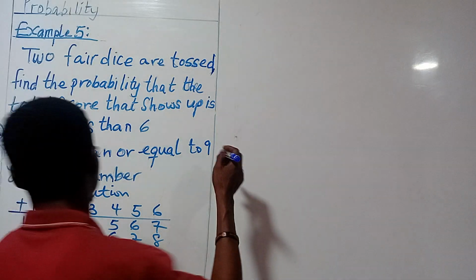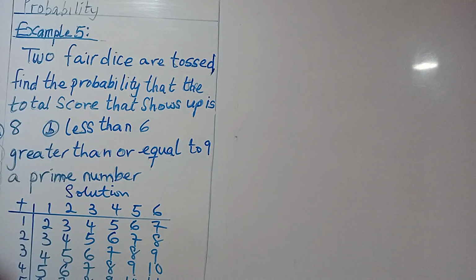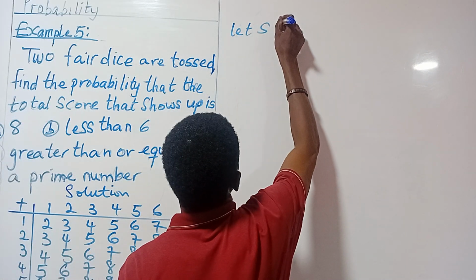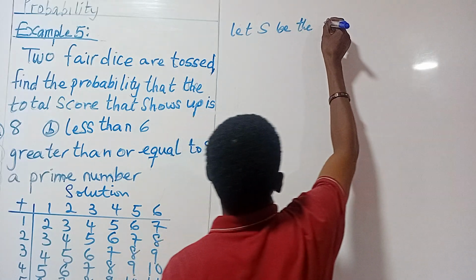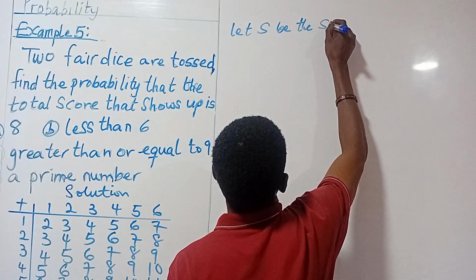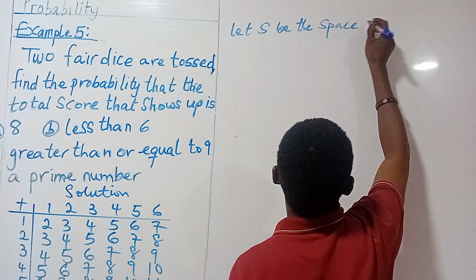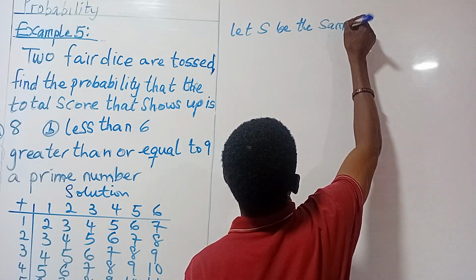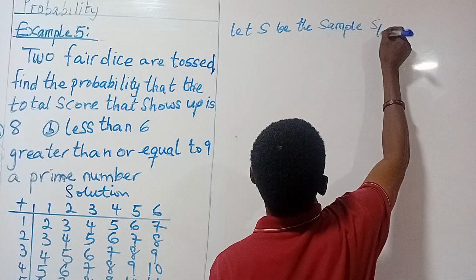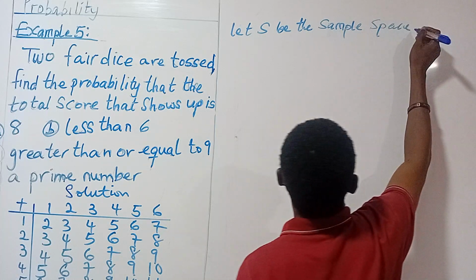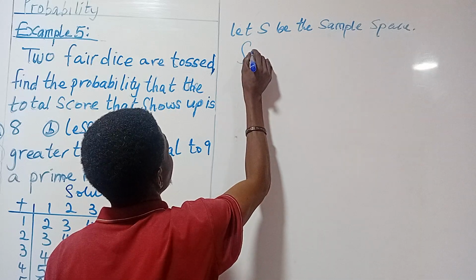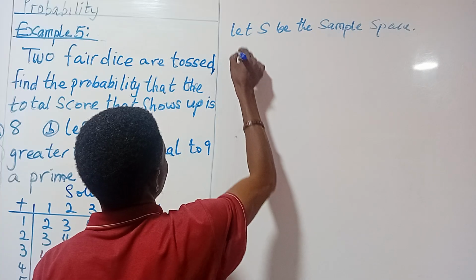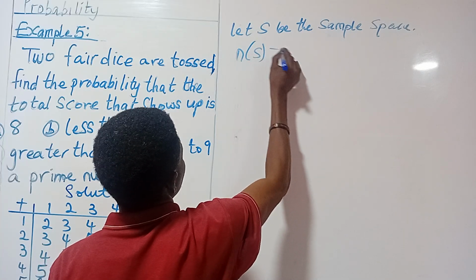So after that, you calculate the sample space, that is, the possible outcomes. Let S be the sample space. Then the cardinality of this one is going to be 36.